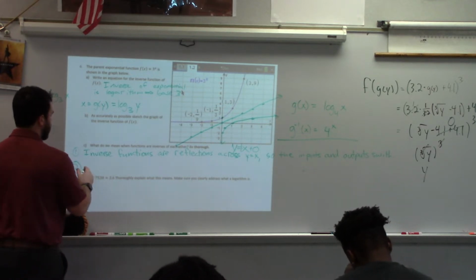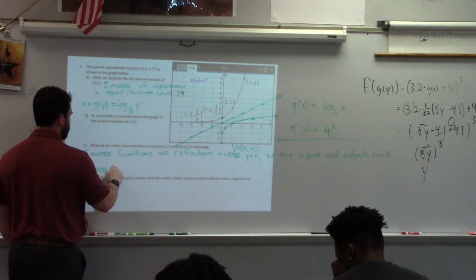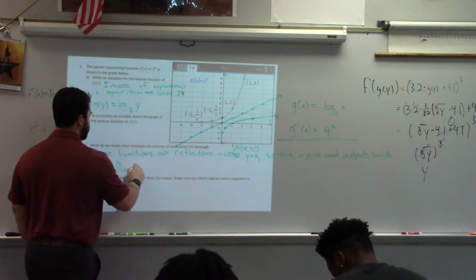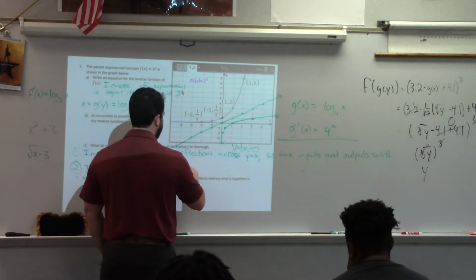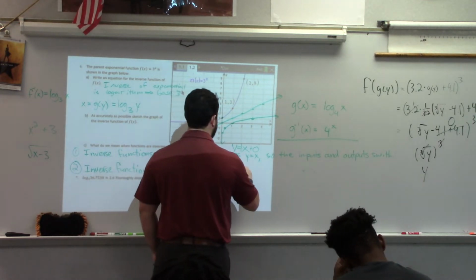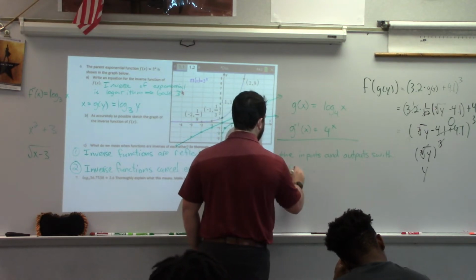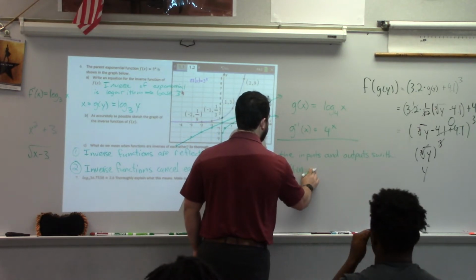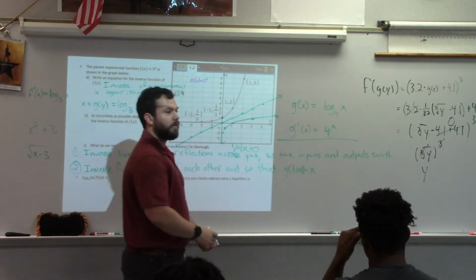that inverse functions cancel each other out. So that g of f of x equals x. That would probably be a 5.5.